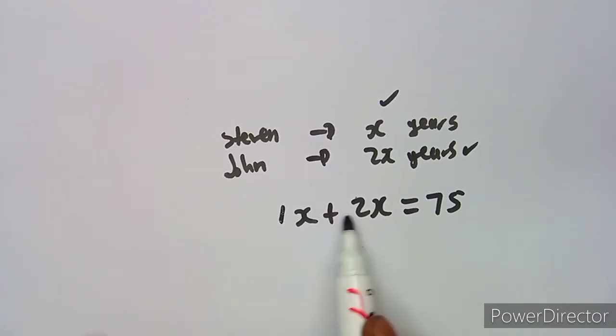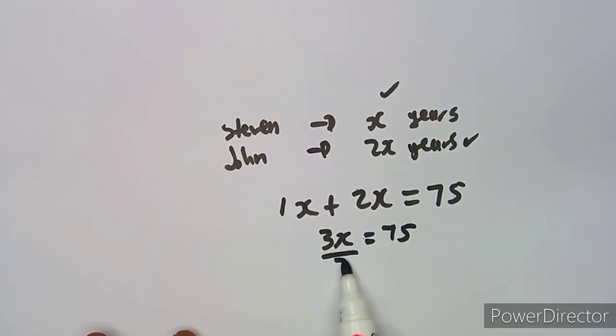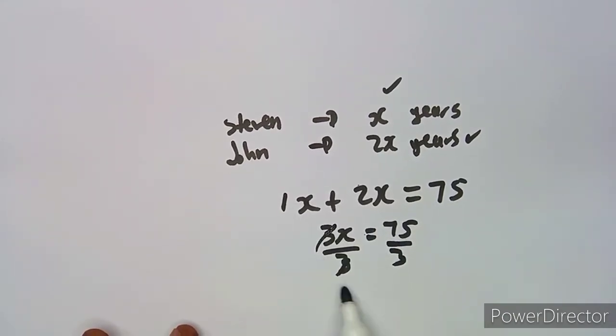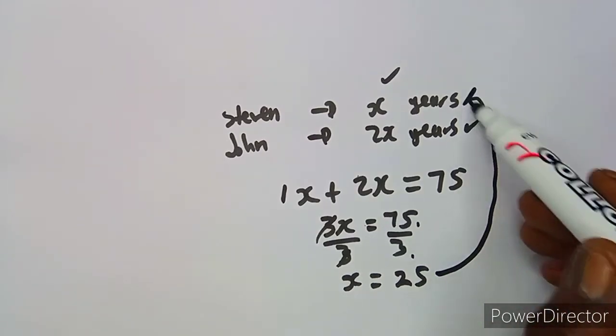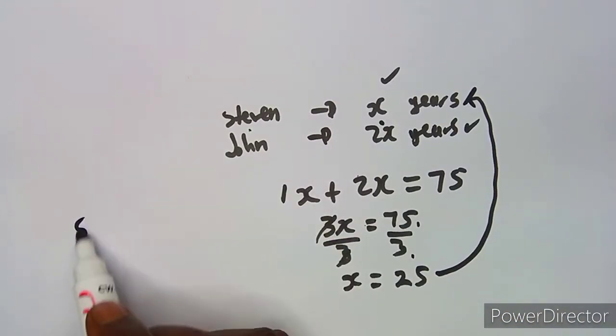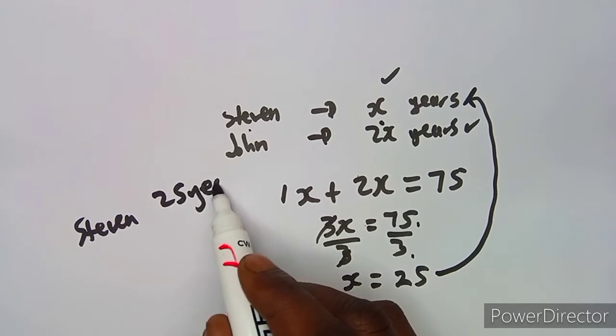Okay, 1 plus 2, that is 3x, is equal to 75. Divide by 3, divide by 3. So that means x is equal to 75 divided by 3, which is 25. So x is representing whose years? X years. It's Stephen. So in this case, Stephen has got 25 years.